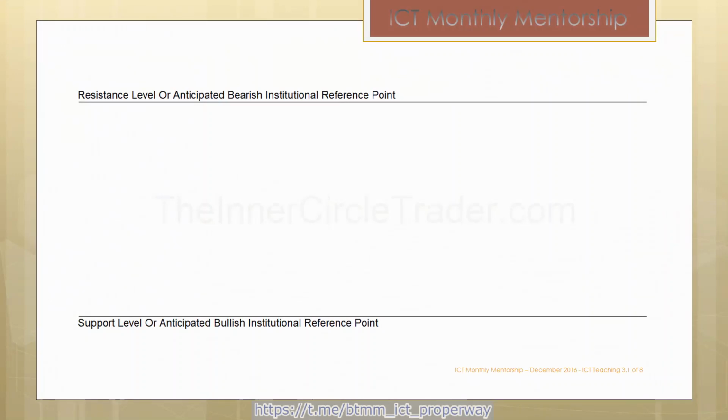Okay, folks, welcome back. We're going to be looking at an amplification of order block theory. We're specifically dealing with the mitigation block.